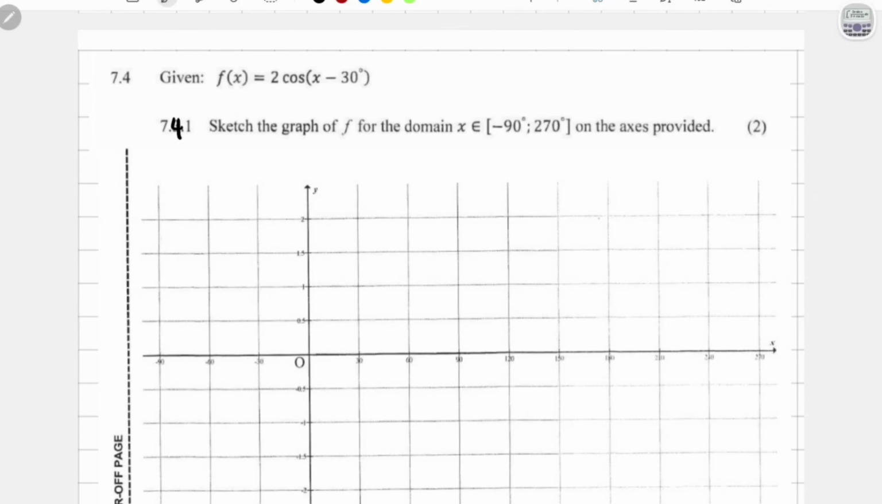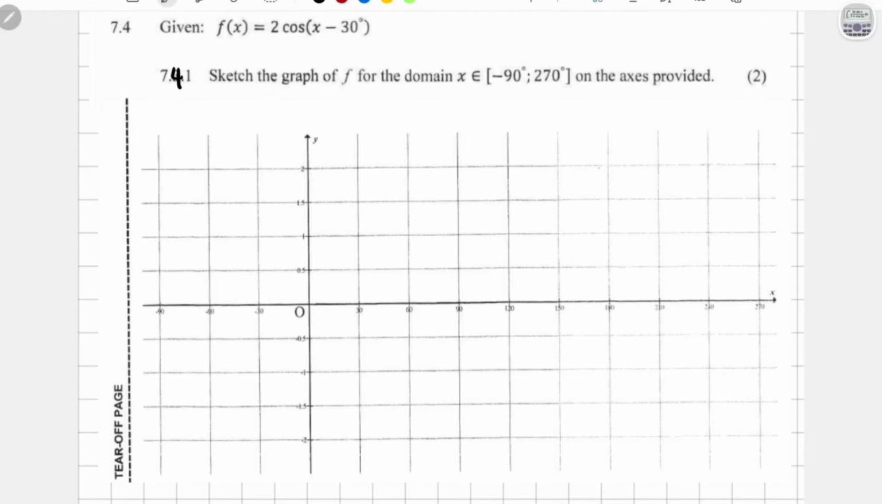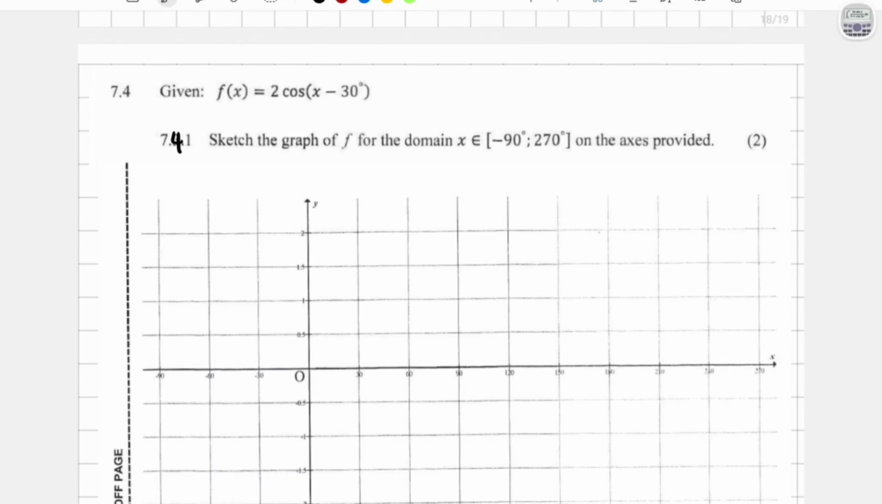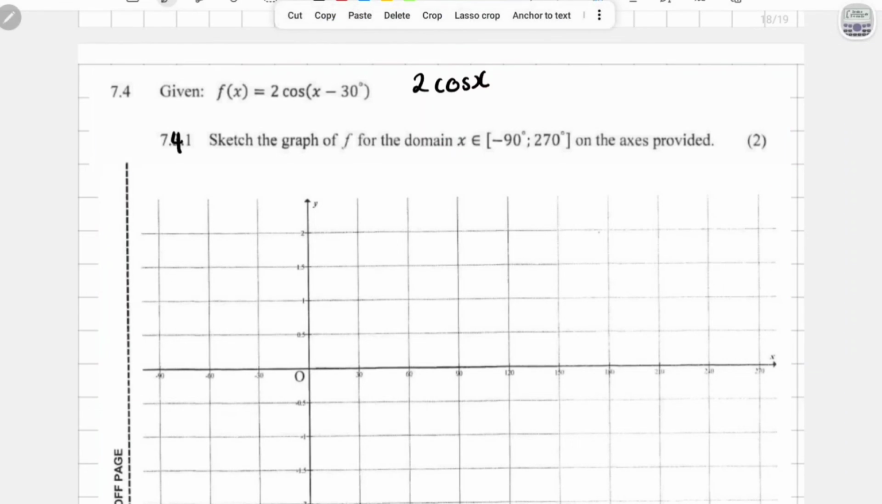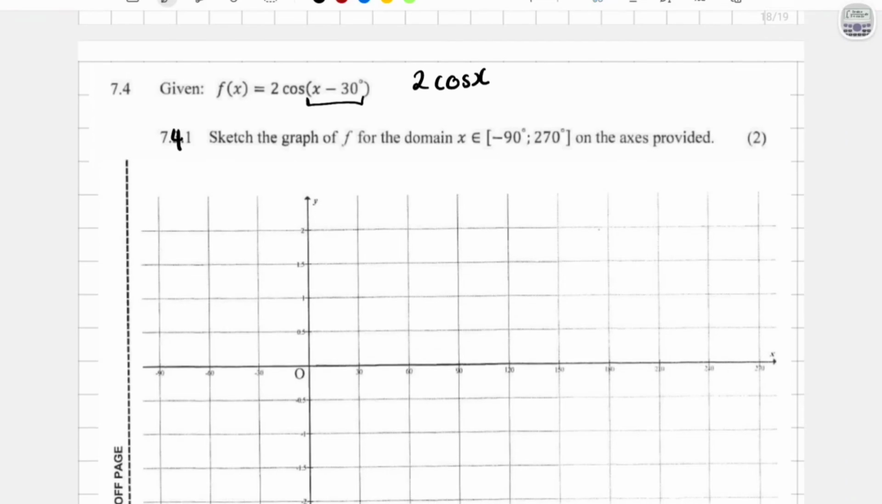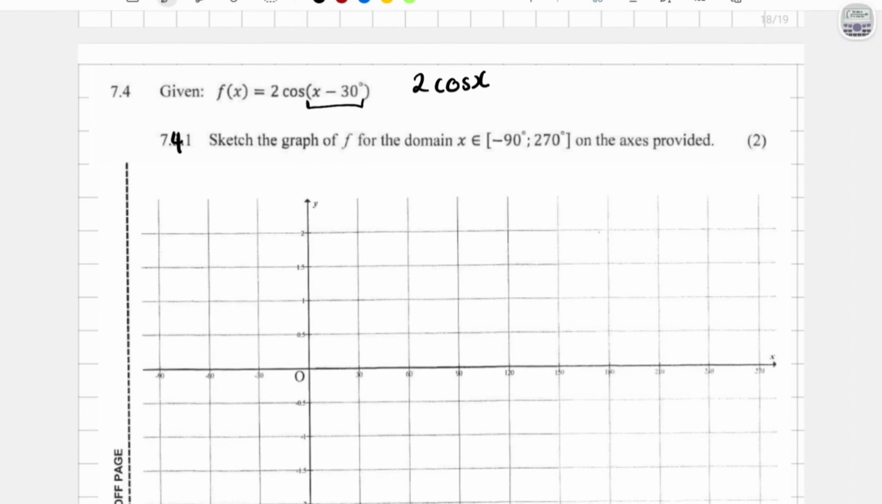So these are the axes they provided, and we're going to have to think about it like this. How do we actually draw this graph? Simplify it first. If you had 2 cos of x, this would just be the normal cos graph, but the only difference is its maximum value will be 2 and the minimum value will be negative 2. But now this is saying cos of x minus 30 degrees. Remember what I said previously? When you have x minus a number, that is actually the graph shifting to the right. So think about what the normal cos graph looks like, and every time you're going to shift to the right.